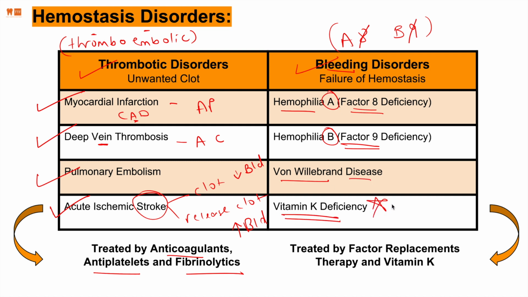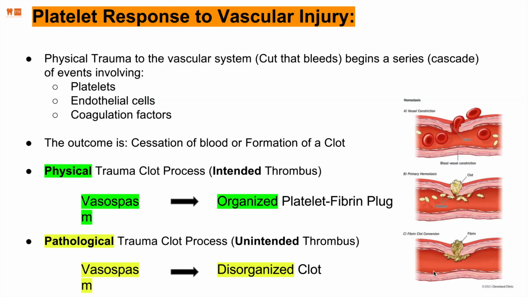We'll keep that on hold because vitamin K causes clots. Whenever there's a deficiency, it increases clots. Simple? So that's vitamin K. And therefore, they're treated by factor replacements and vitamin K administration. Nice and simple. Okay, platelet response to vascular injury. Now, this is the longer portion of the lecture today, so let's brace ourselves.